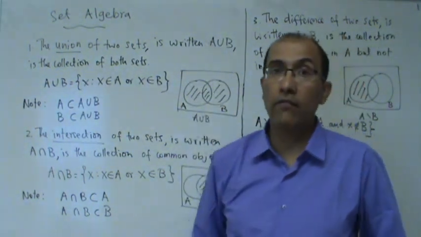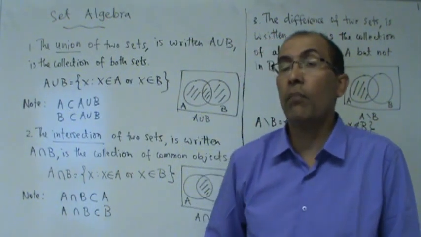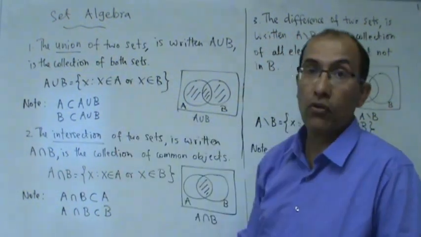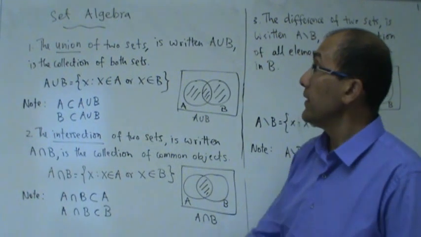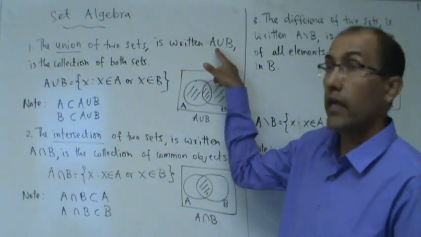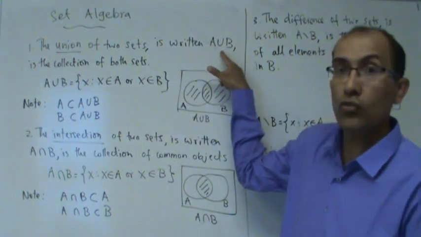So with sets, if you have 2 sets, we can define 3 operations on them. First one is called the union of 2 sets. So the union we write is A union B. This looks like a U a little bit.